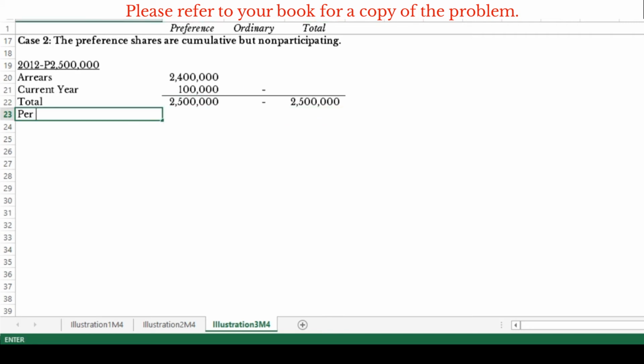So, let's compute for the per share values. So, 2.5 million divided by 100,000 shares outstanding. So, we have 25 per share. Then, of course, 0 for the ordinary shareholders.